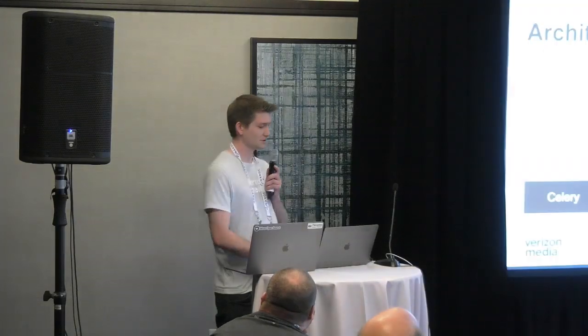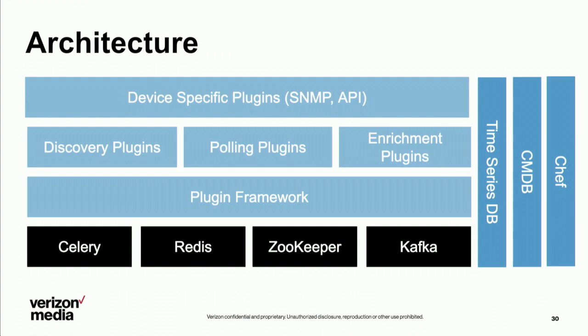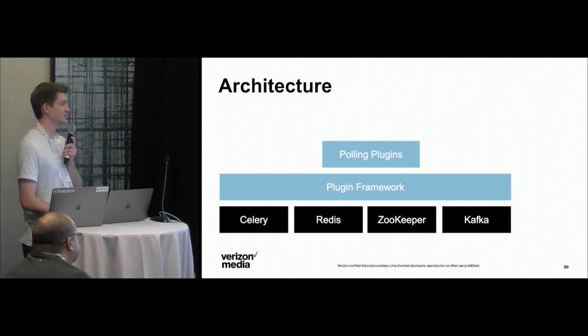So this is the display of the Panoptes architecture as presented earlier by my colleague Varun. We have external open source projects we depend upon on the bottom: Celery for task scheduling, Redis, our in-memory key value store, Zookeeper for locking, and then we have the message bus Kafka. We have Chef and a time series database on the right, the framework, which provides the hooks to the external services and stitches the bottom dependencies and the plugins together. And then we have device-specific APIs on the top. But for this talk, I'm really only going to be focusing on polling plugins and the interaction between the plugin and the framework.